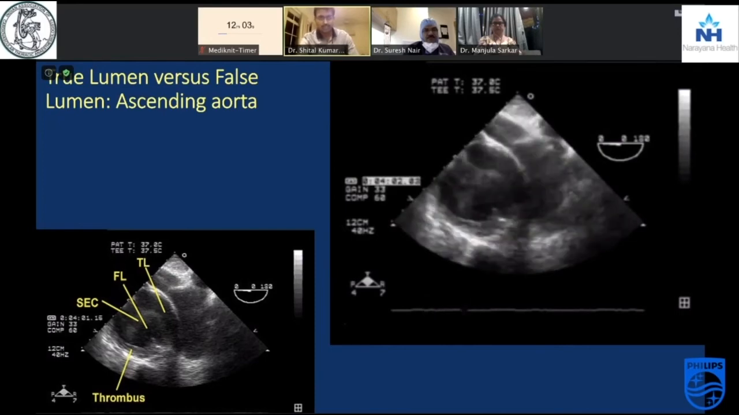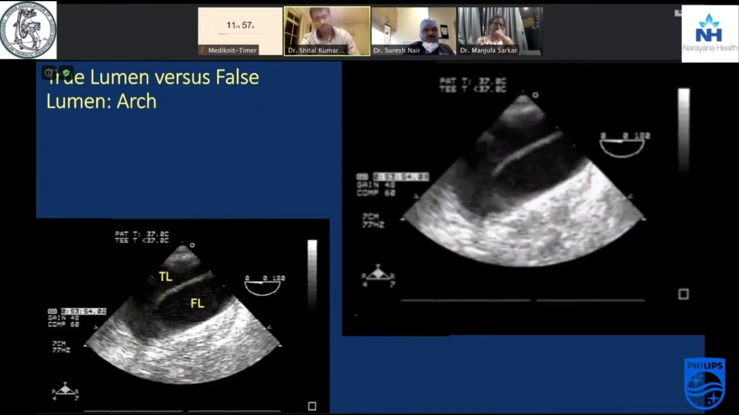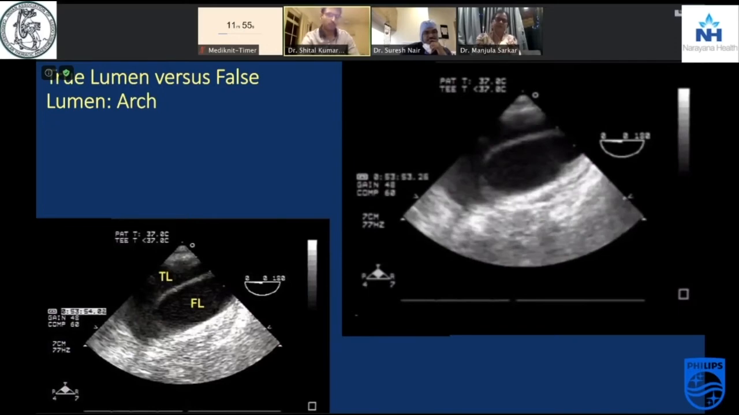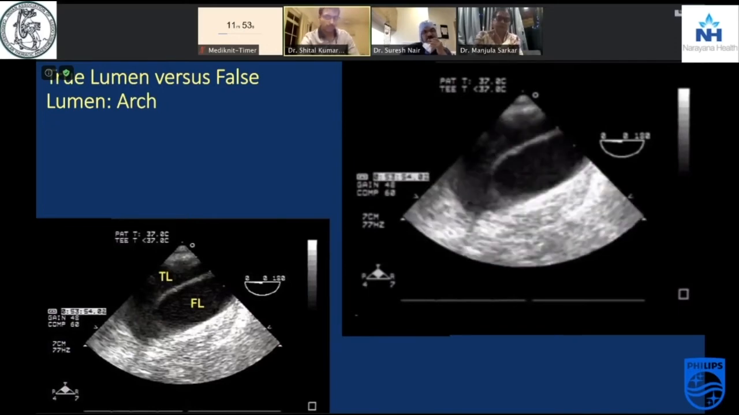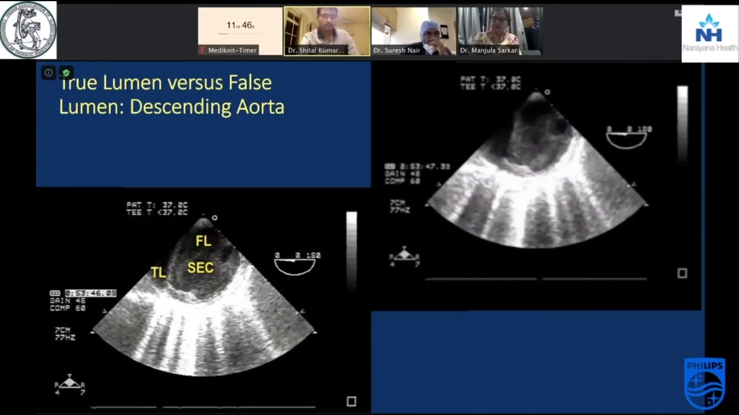So this one is the ascending aorta flap, which shows true versus false lumen. And this one is the arch, which I had shown before, but now only focusing on the true and the false lumen here. That's the descending aorta in the short axis view, showing the true lumen and a false lumen.